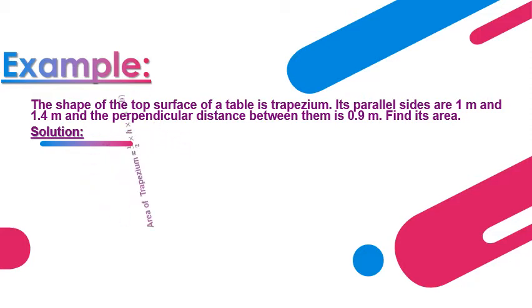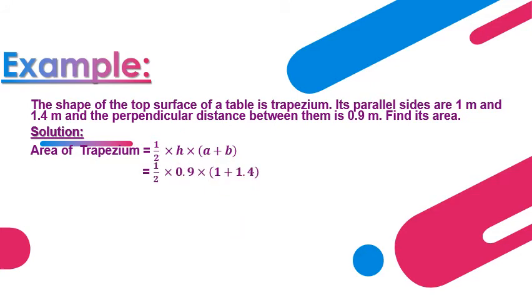We know the area of a trapezium is found by using the formula half into h into a plus b. Here, height is 0.9 meter, a is 1 meter and b is 1.4 meters. Substituting these values in the given equation, it changes to half into 0.9 into (1 plus 1.4). Adding 1 and 1.4, we get 2.4. So we can write it as half into 0.9 into 2.4. When we cancel that, simplifying again, we get 0.9 into 1.2. And multiplying that, the final answer is 1.08 meters squared.